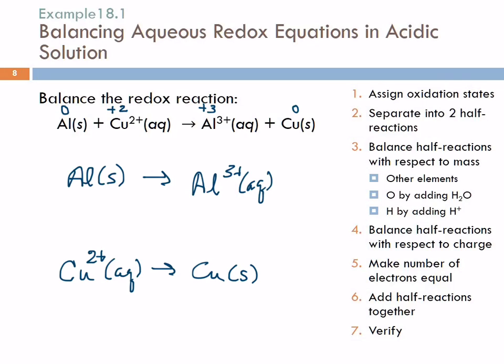We can add electrons to balance the charge. If we add electrons to this side it will become negative, that side will become positive, and that makes it worse. We need to add electrons to this side, and so we'll add 3 electrons over here. Now the total charge on the right is 0, the total charge on the left is 0. Down here, what side are we going to add electrons to? The left side, the reactants. So we need 2 electrons over there, balanced with respect to charge.